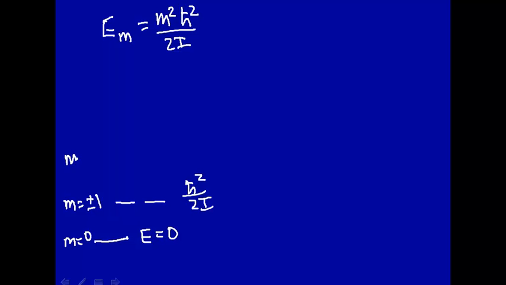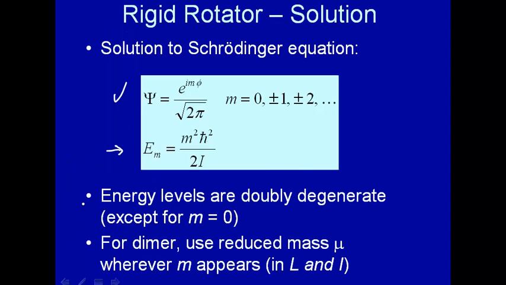Let's look at m equal to plus or minus 2. Again, you have two values for that energy. 2 squared will be 4. So the energy here will be 4 h bar squared over 2I, and so on all the way up to infinity. The energy levels are not equally spaced. They go as the square of the quantum number. Okay, so energy levels are doubly degenerate except for m equals 0.